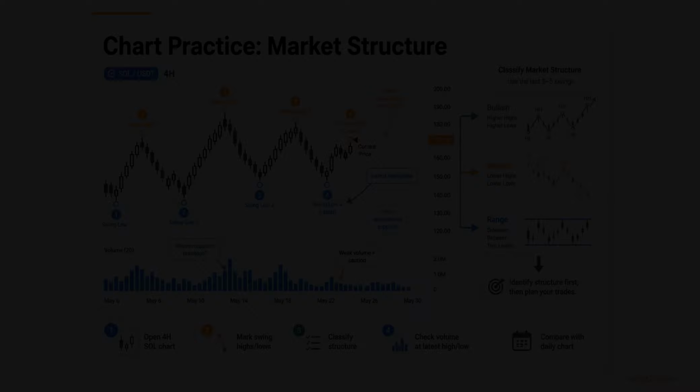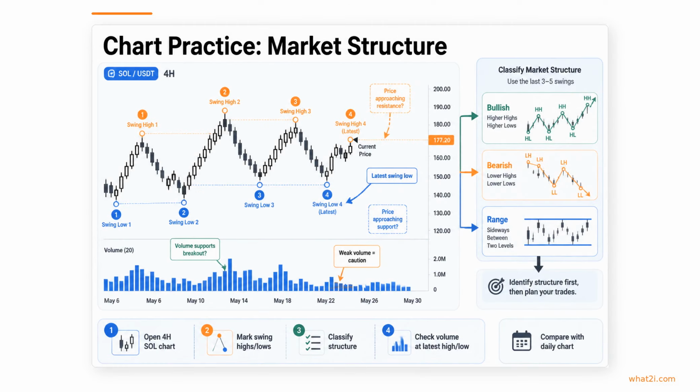Try this as a quick routine. Open the 4-hour SOL chart, mark the last four clear swing highs and lows, and then decide whether price is making a bullish trend, a bearish trend, or just moving in a range. Write down the most recent swing high and swing low, notice whether price is approaching support or resistance, and check if volume looks strong enough to support a real breakout or breakdown. If you want one extra layer of confidence, compare that 4-hour structure with the daily chart.